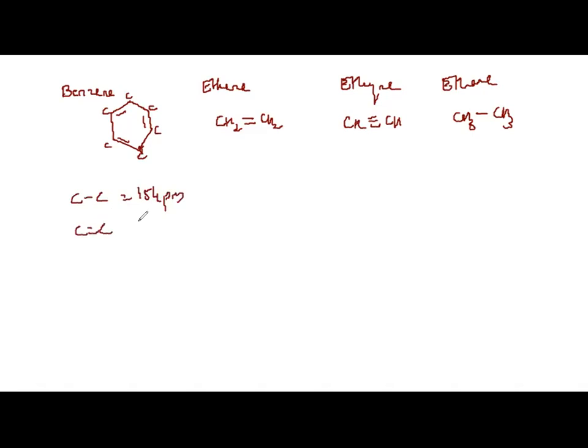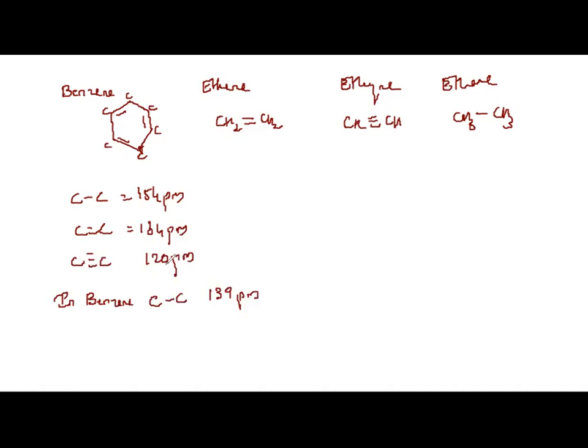Carbon-carbon double bond length is 134 picometers. Carbon-carbon triple bond is 120 picometers. Then here, is it 154 here and 134 here? No, it is the same. So in benzene, the carbon-carbon bond length, whether it is double or single, is the same, and it is 139 picometers. So where is the shortest bond length?